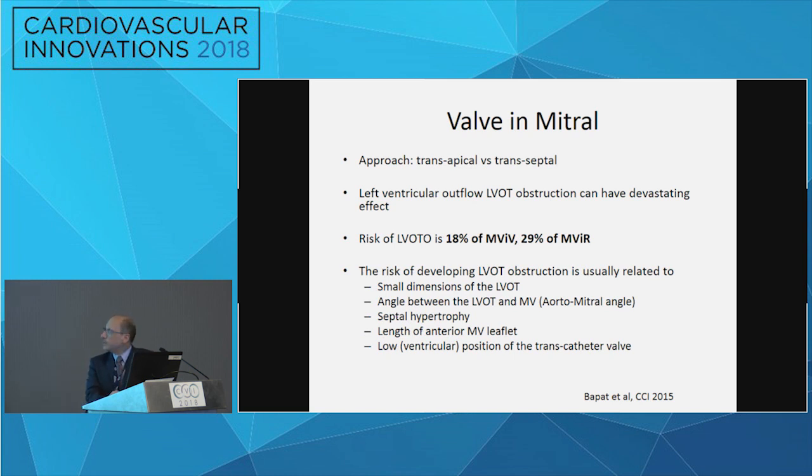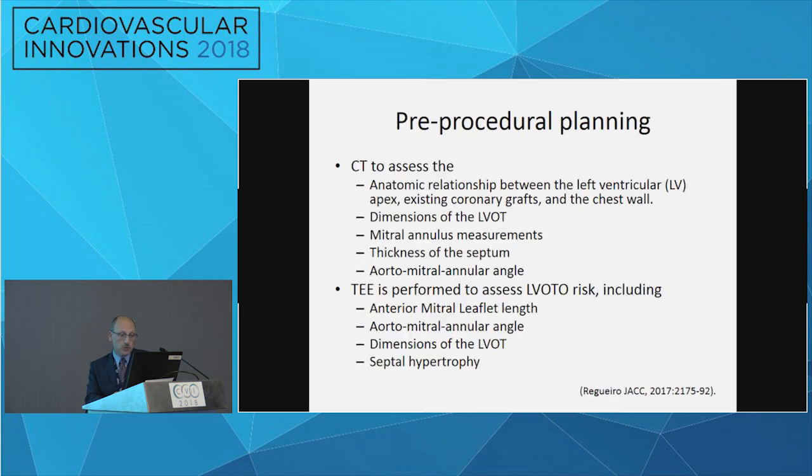The risk of development of LVOT obstruction is usually related to multiple factors. Some of those are modifiable, some are not. The dimensions of the LVOT, you can't really change that. The aortomitral angle, you cannot really change that. Septal hypertrophy is one of the risk factors, and some people have proposed doing a preemptive septal ablation. The length of the anteromitral leaflet and how redundant it is, especially in myxomatous valves, is a significant risk factor for developing LVOT obstruction, and the position of the valve implantation also plays a role.